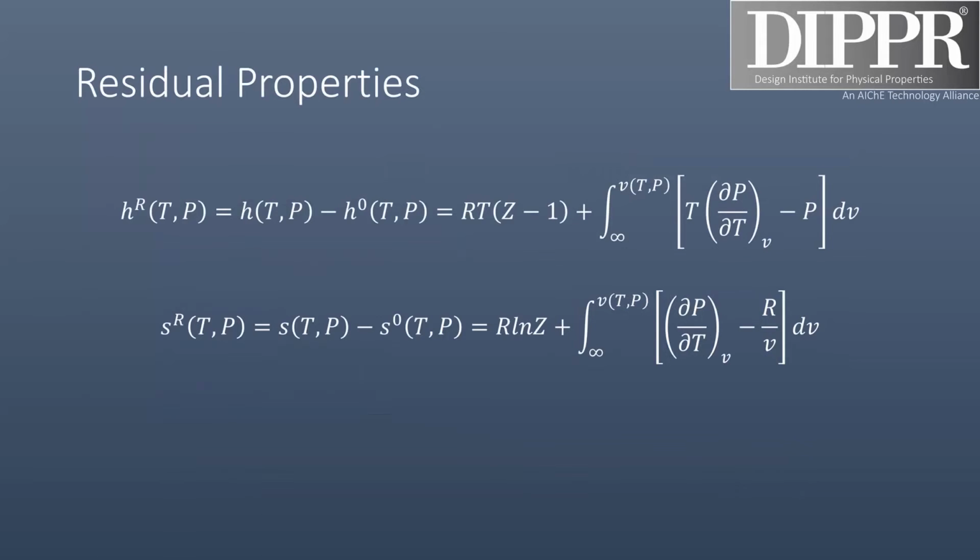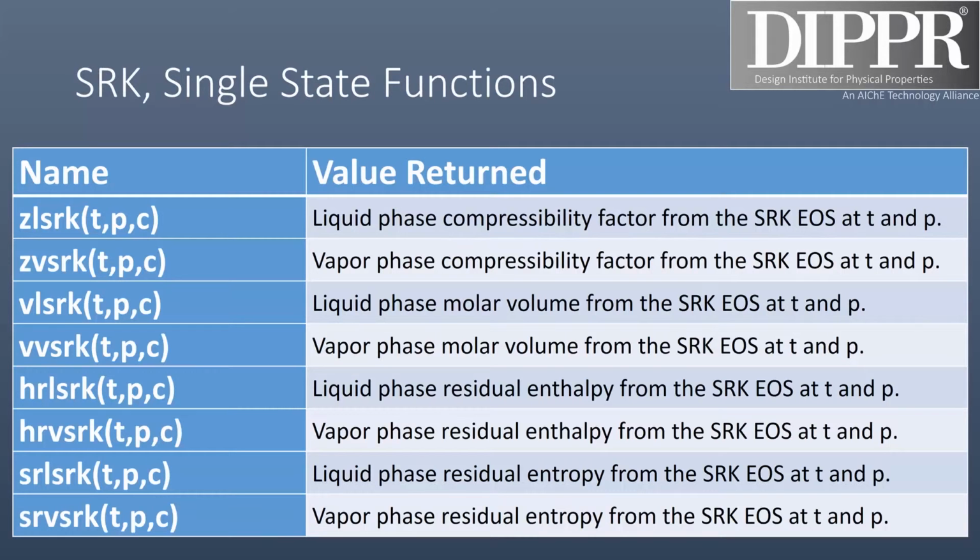The residual or departure properties at temperature T and pressure P are defined as the value of the property at T and P for the real gas minus the value of the property at T and P in the ideal gas state. The functions in this table calculate a property at a single state point defined by T and P using the SRK equation of state.